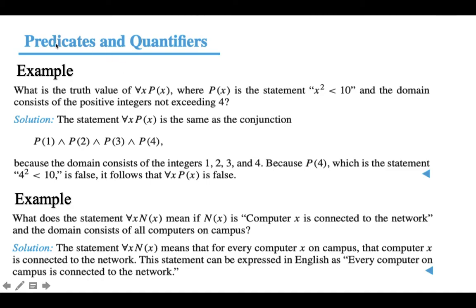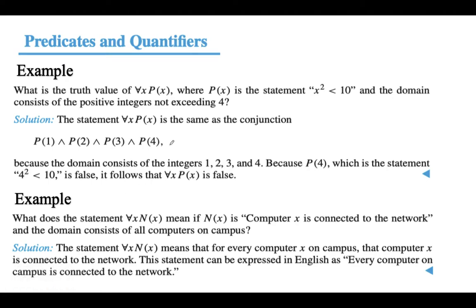Today we will learn about predicates and quantifiers. Example: what is the truth value of for all x P of x, where P of x is the statement x square is less than 10 and the domain consists of the positive integers not exceeding 4. P of x is a statement x square is less than 10.